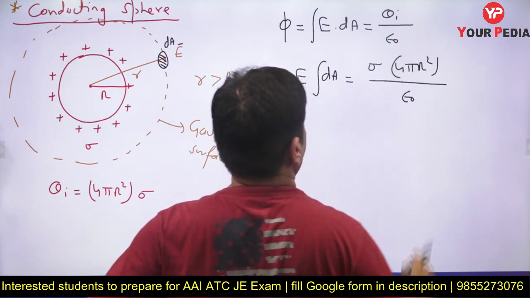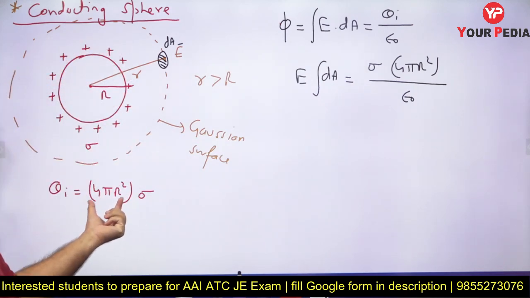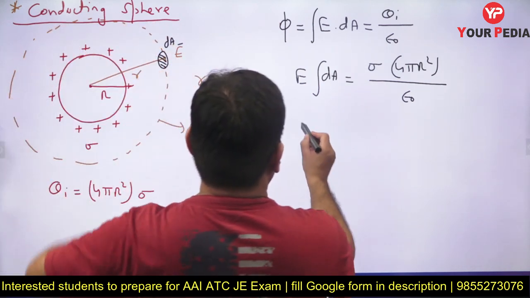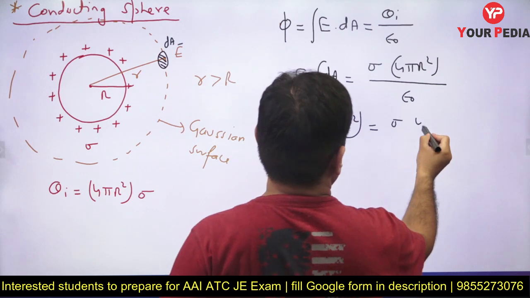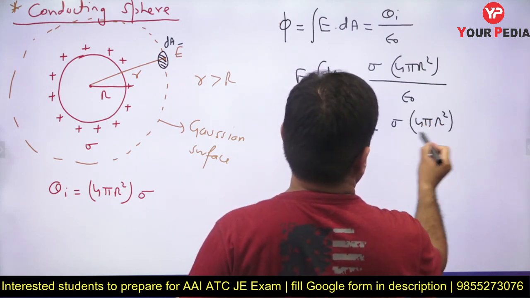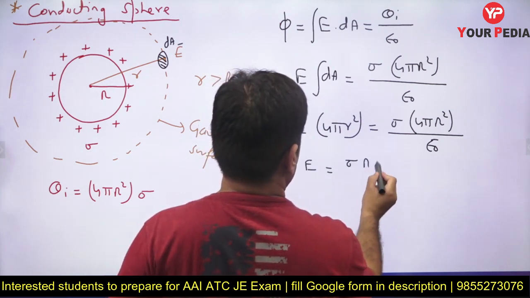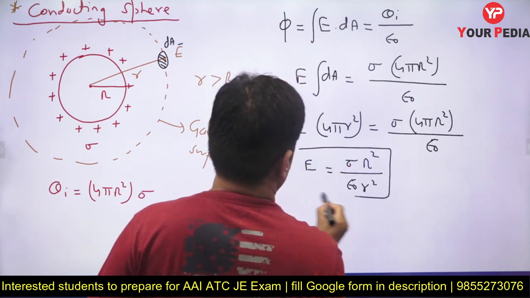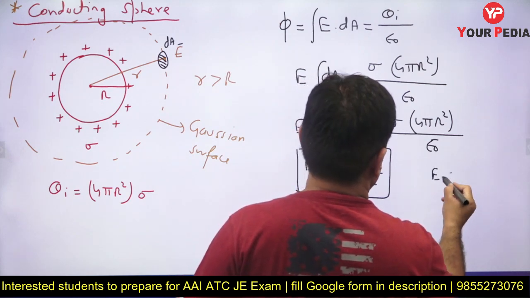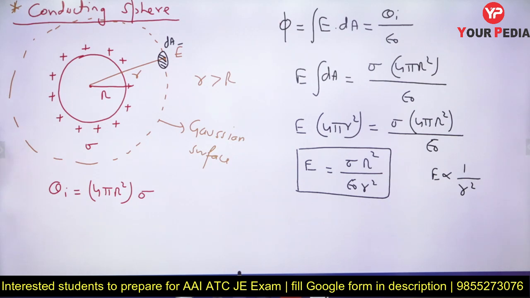I hope now you are understanding how it is coming up. How much charge is inside? That is surface charge density into the inside surface area, 4 pi r square. Now what is this area, the entire surface area? This is 4 pi r square, equal to sigma into 4 pi r square over epsilon naught. So how much E will I get? Sigma r square over epsilon naught r square, and if you see, E is inversely proportional to r square. That is how you should know this entire thing.